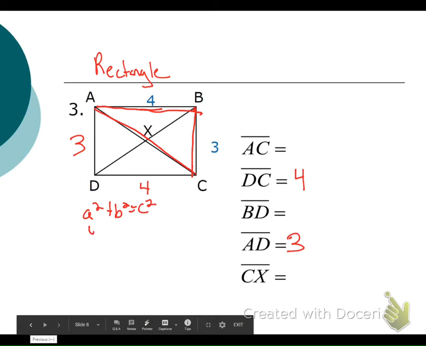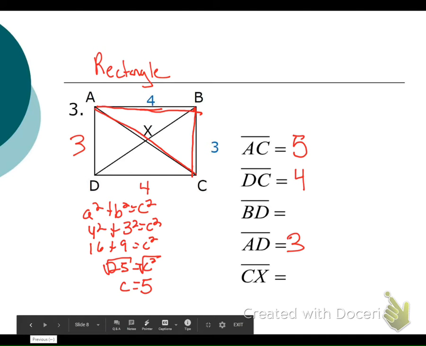Pythagorean theorem. So 4 squared plus 3 squared equals C squared. 16 plus 9 equals C squared. What's 16 plus 9? 25. Equals C squared. We're going to square root both sides. C equals 5. So we see that C equals 5, which is my hypotenuse. So that's going to be AC.